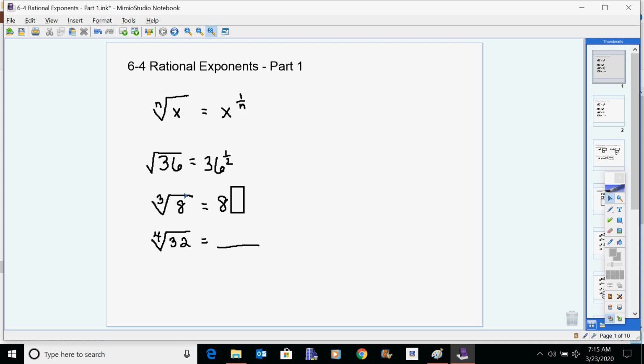Another way of writing the cube root of 8 is writing 8 to the 1/3 power. So anytime that you have an index, it can be rewritten in fractional form so that you can get your fractional power. Now, hopefully you're able to see that the 4th root of 32 would then be 32 to what power? 32 to the 1/4 power. So hopefully that's pretty easy for you to understand. We're getting an idea of what these fractional or rational exponents are like.